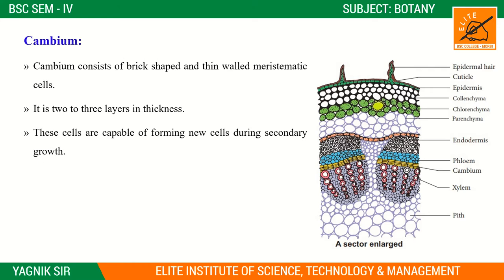These cells are capable of forming new cells during secondary growth, because these are meristematic cells, and meristematic cells have differentiating capability, right? Meristematic cell છે એની અંદર શું થાય છે? ડિફરન્શિએટ થવાની કેપેબિલિટી હોય છે, ડિવિઝન્સ થશે.